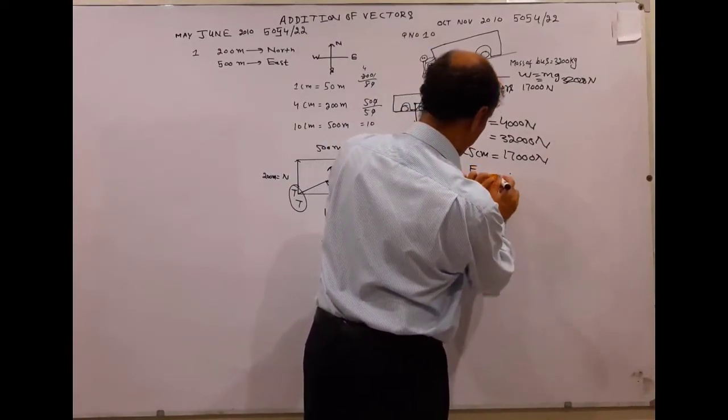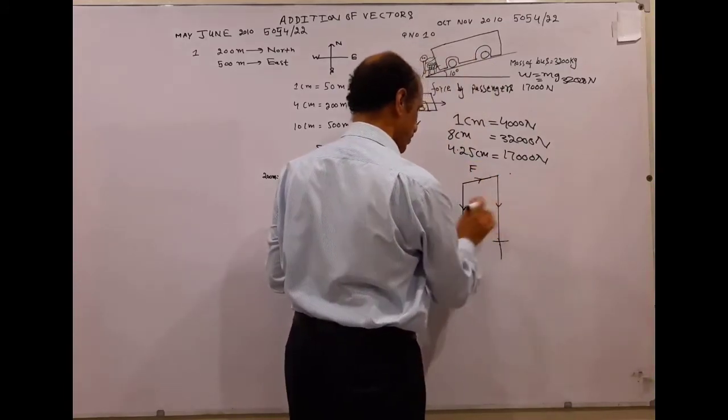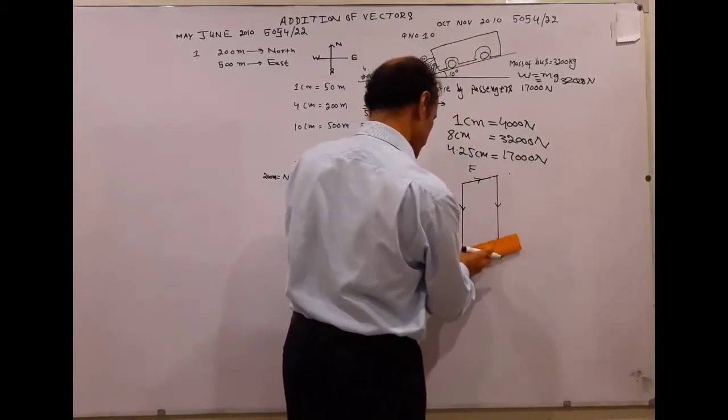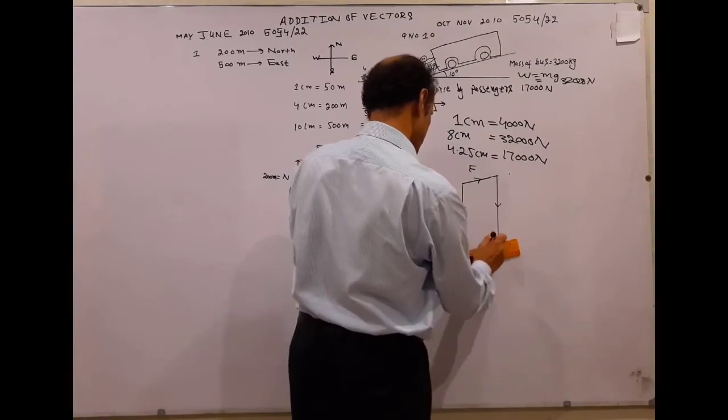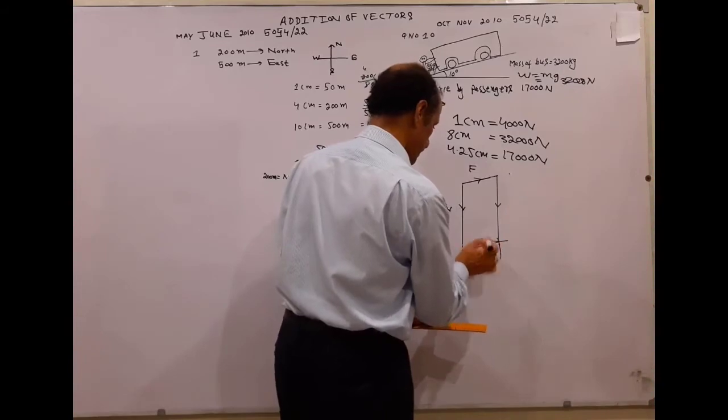Arc over here. The arrow sign will be in the downward direction. The parallel forces have the same direction, and then the arrow sign is on this side.